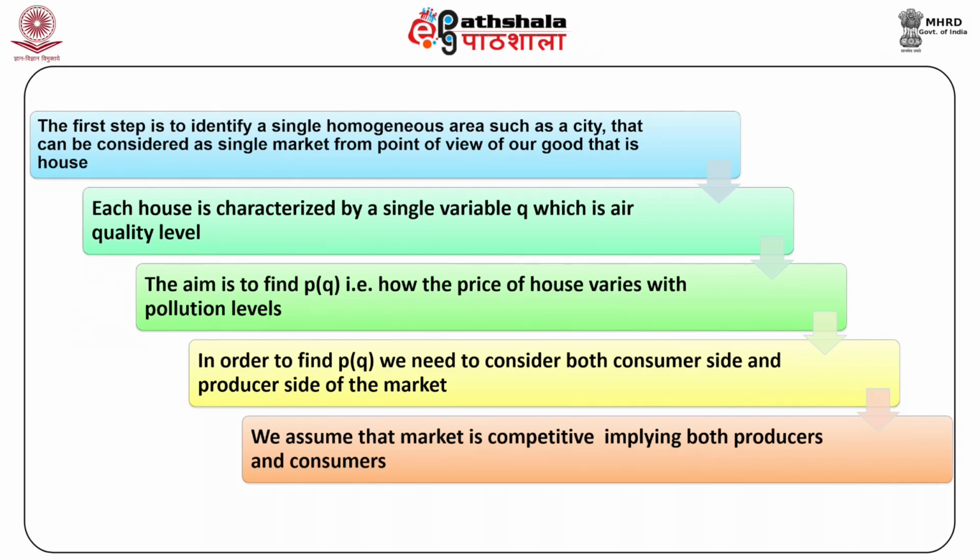Each house is characterized by a single variable Q, which is the air quality level. The aim is to find P, that is, how the price of the house varies with the pollution levels, that is, P as dependent on Q. In order to find P as dependent on Q, we need to consider both the consumer side and the producer side of the market. We assume that the market is competitive, implying both producers and consumers.